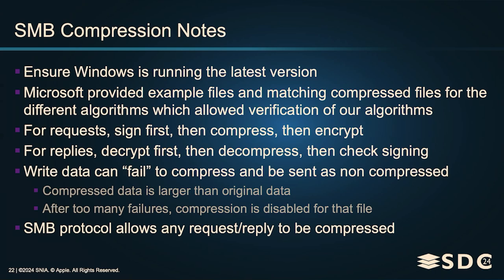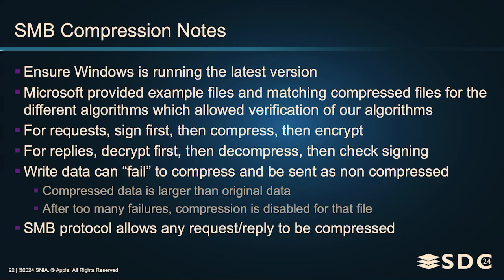Another thing to note is that write data can actually fail to compress. And in that failure case, we send the data as non-compressed. When I say fail, I mean the data actually compresses, but it ends up being larger than the original data. It's like what happens if you try to compress a file that's already compressed. It doesn't work very well. The macOS client, after too many compression failures on write, will just automatically give up. We'll just say, forget it, this file has too many failures, we'll just write it straight through.